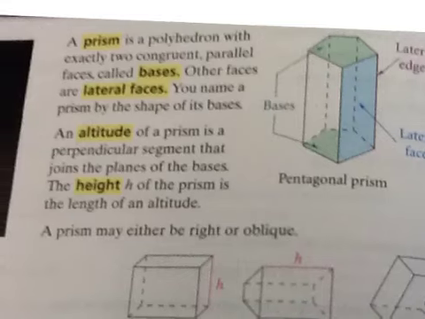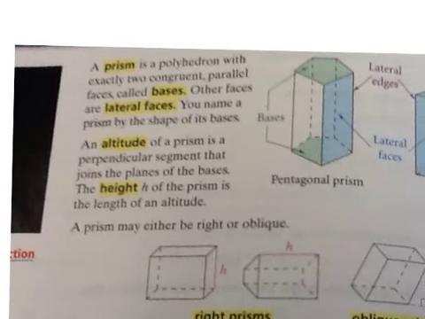As we see up here at the top, it states that a prism is a polyhedron with exactly two congruent parallel faces, which are called bases. So this one right here and this down here at the bottom would be the bases. All these other faces that circle around between the top and the bottom base are known as lateral faces.